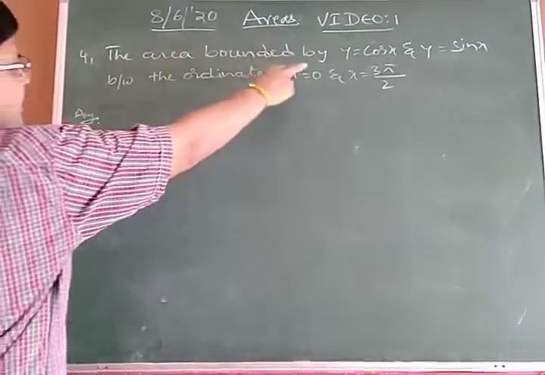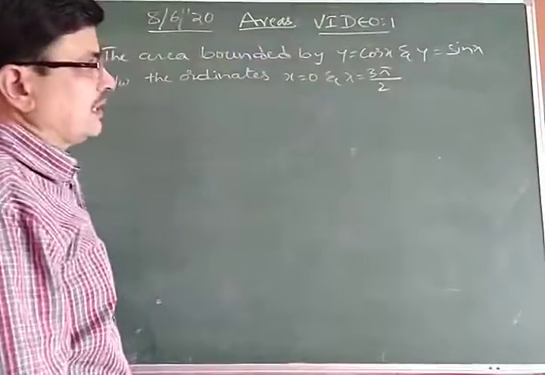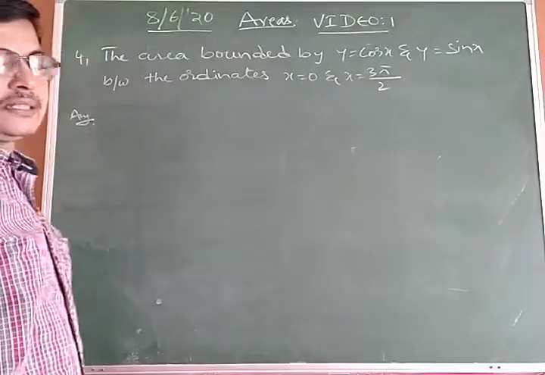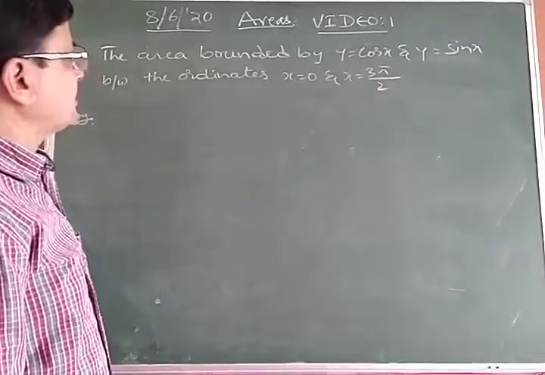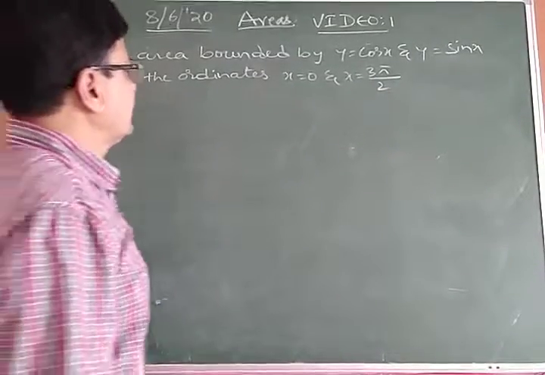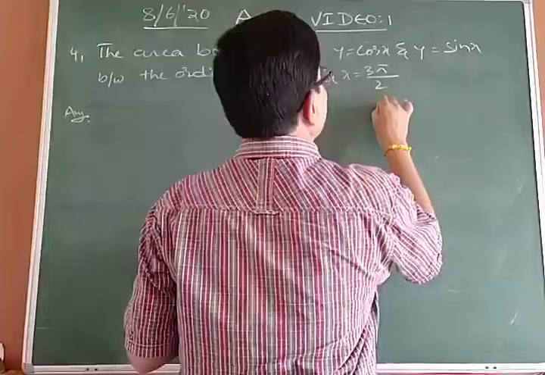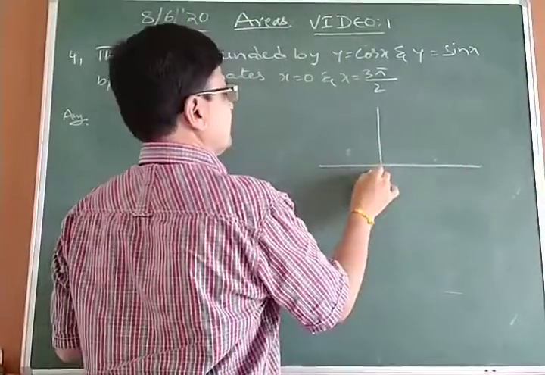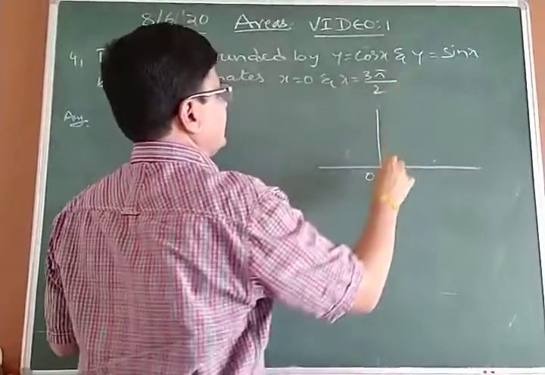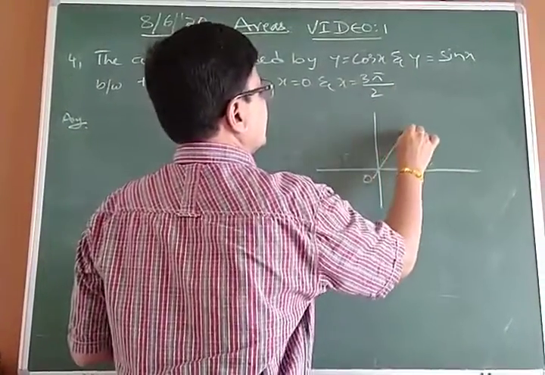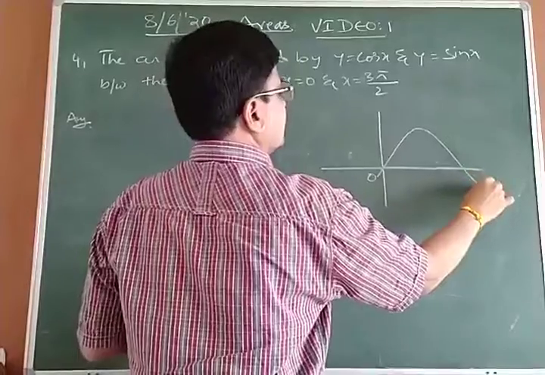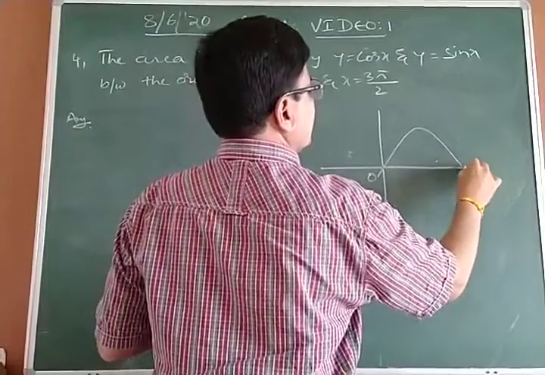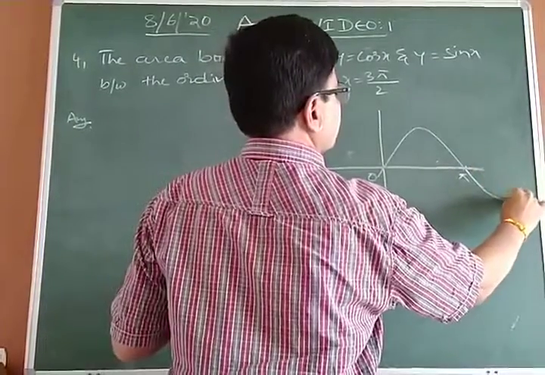The area bounded by y is equal to cos x and y is equal to sin x between the ordinates x is equal to 0 and x is equal to 3 pi by 2. So first of all we draw the curves y is equal to cos x and y is equal to sin x. This is the coordinate axis, origin. The curve y is equal to sin x passes through origin and it cuts the x-axis at pi, and it is like this.